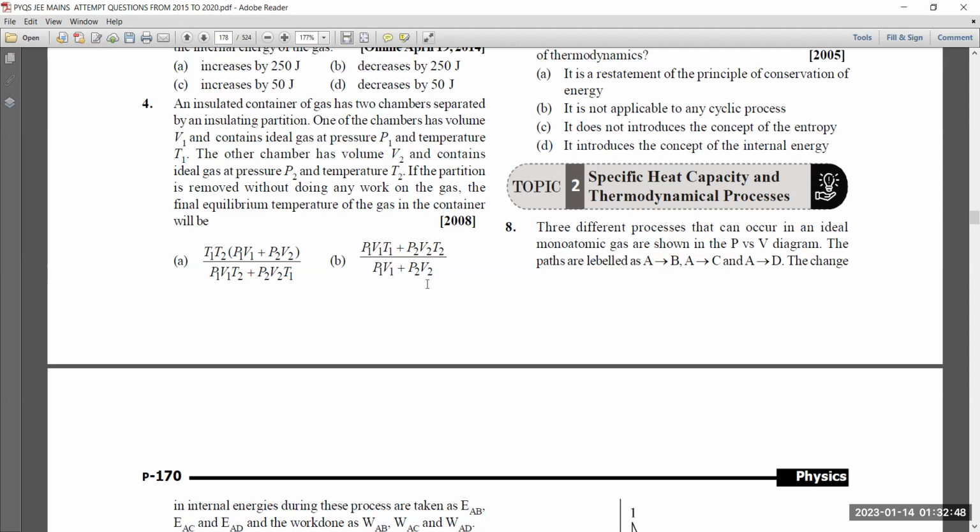Sir, I think option A. We can check the answer. It's given. Yes, you cannot check the answer. Okay, second. Yes, sir. Option A.